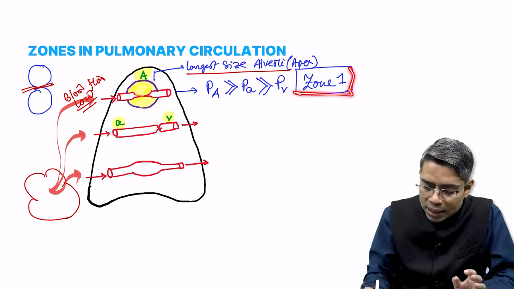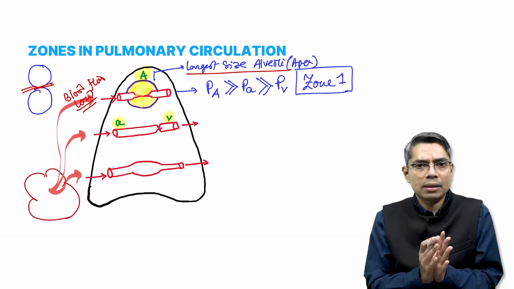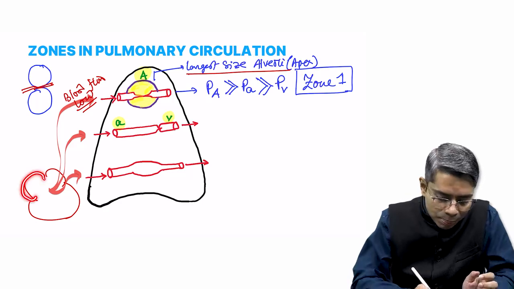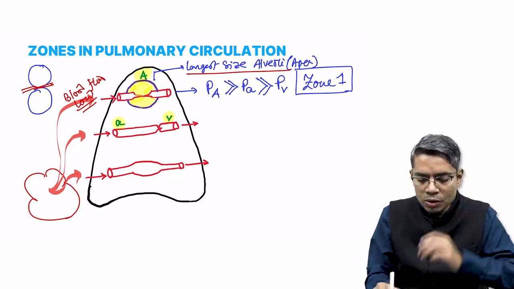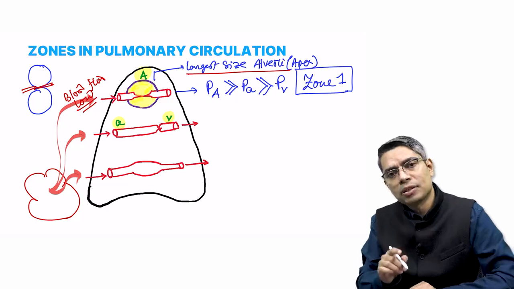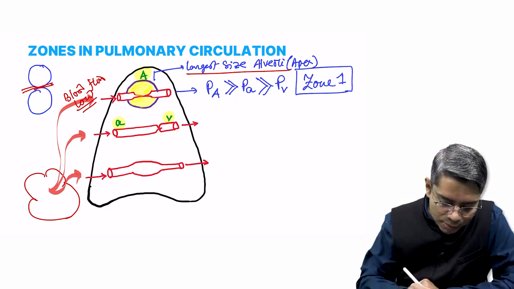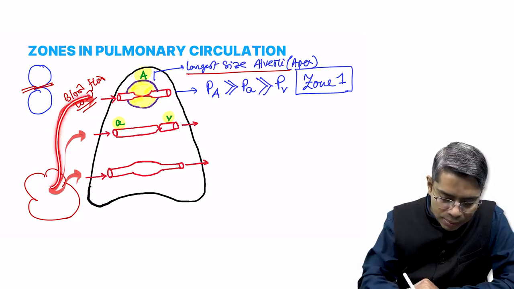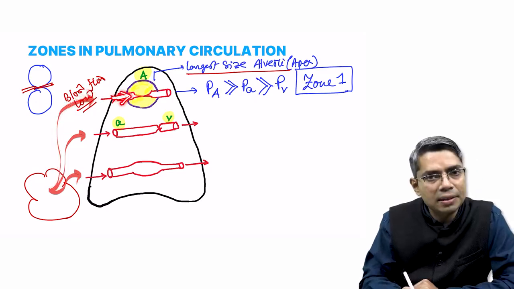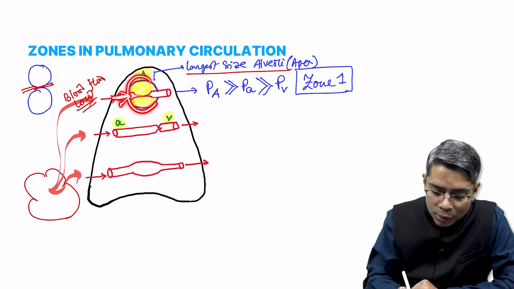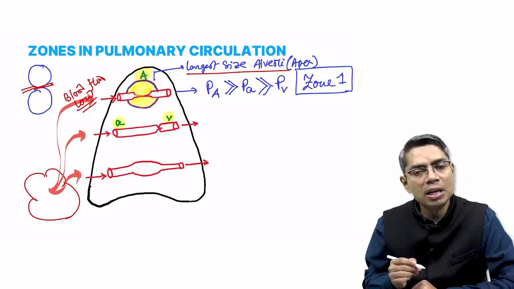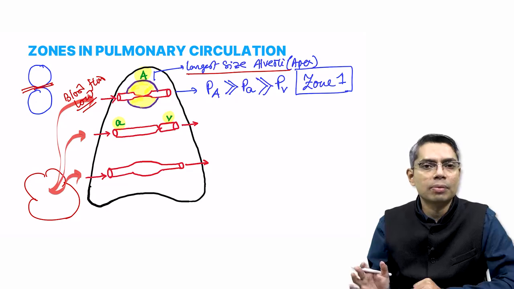So, zone 1 is not present in our normal lung, but zone 1 may be created when the heart is pumping less blood. Why? Look at it. Zone 1 may be created in which part of the lung? Extreme apex. Why? Because in the extreme apex the blood flow is less. Because of the lesser blood flow, pulmonary arterial pressure is lesser. And because the alveoli are hugely expanded, alveolar pressure is more than the pulmonary arterial pressure, and that is why there is no blood flow.